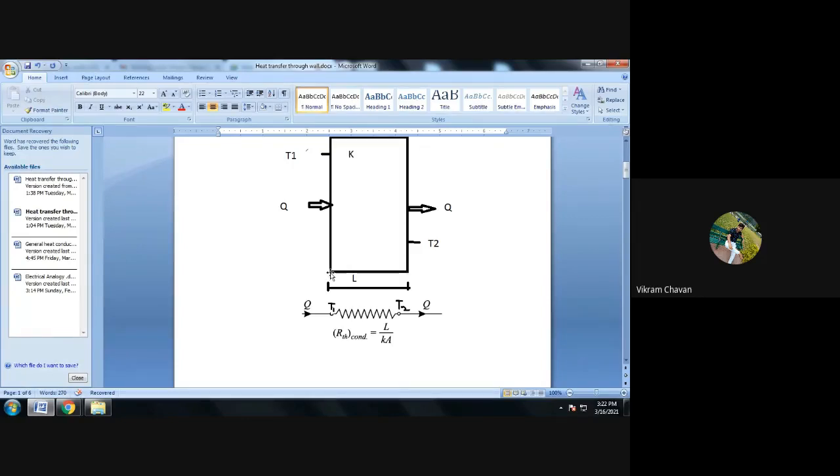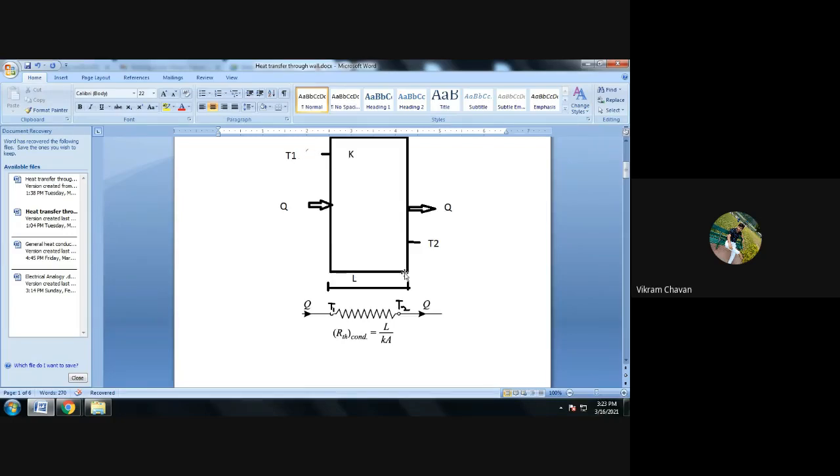So boundary condition means the end surface conditions of that particular material, or the condition at the boundaries of that object. What is the property at these end conditions? That is the boundary condition. Let us consider at x is equal to 0, meaning we are at this particular surface. At this point, the temperature is T1.